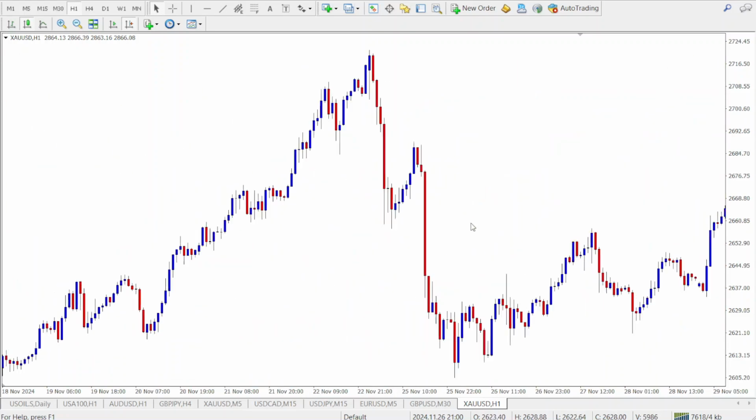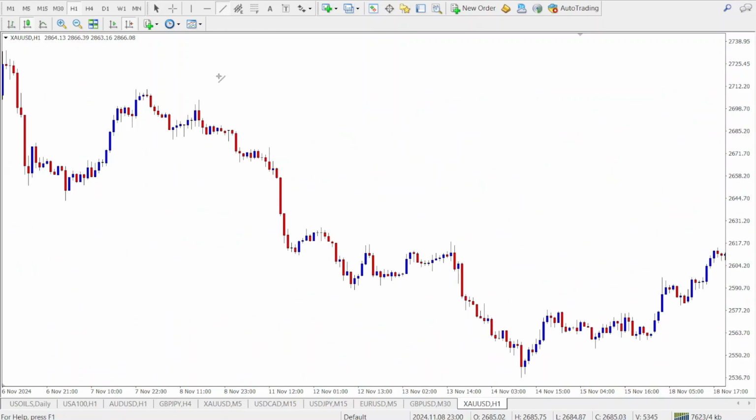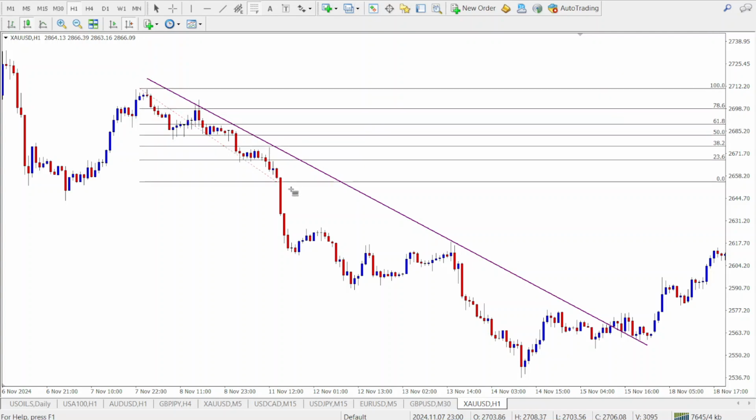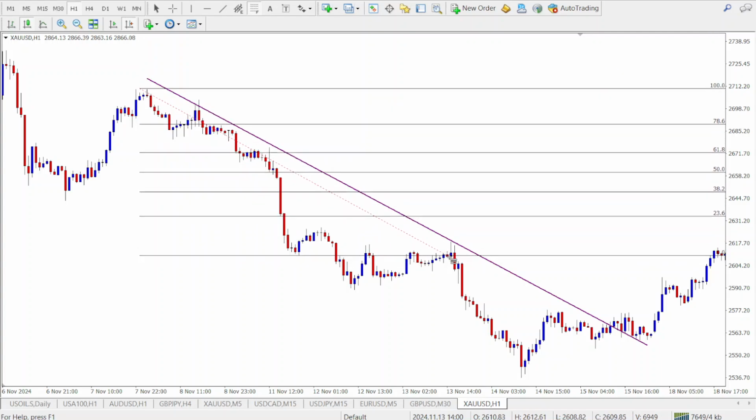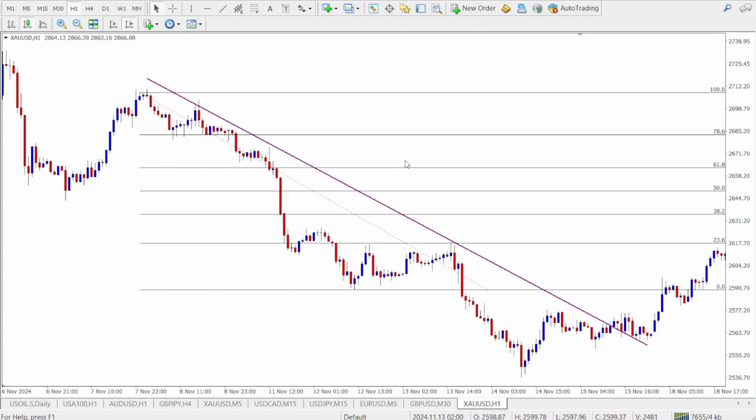Okay, let's just look for a downtrend. For example, this is a downtrend. So in the case of a downtrend, you're going to be drawing from swing high to swing low, something like this. From swing high to swing low.